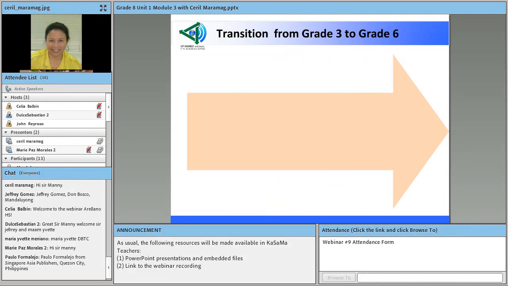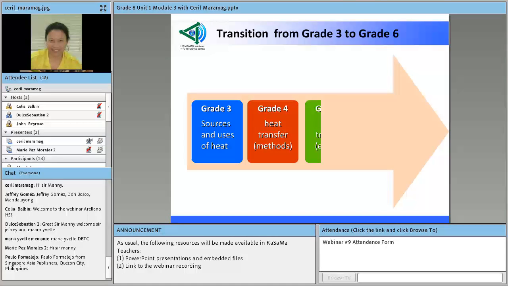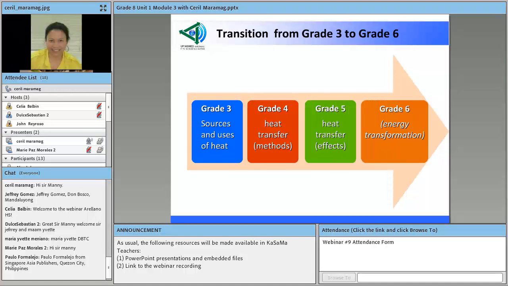Since in science we promote spiral progression, allow me to present to you first the transition of learning from grade 3 up to grade 9. So here's the transition from grade 3 to grade 6. Take note that there is no separate topic for heat in grade 6, but this does not mean that they will not discuss it anymore. Heat will still be covered when they discuss transformation of energy from one form to another, which is the main topic in grade 6.